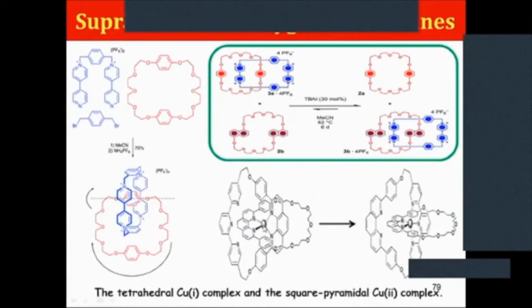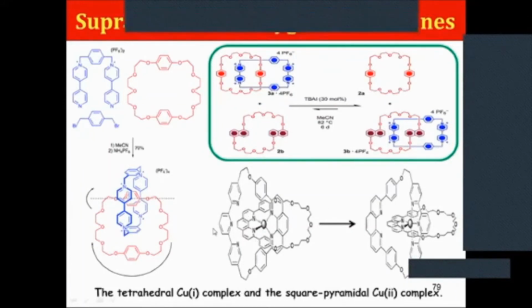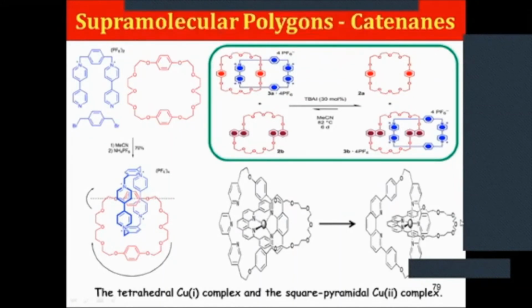So here, when it is in the copper one state, it is coordinated to the phenanthroline scaffold, and there you get a tetrahedral structure. But when it is oxidized to copper 2, we get a square pyramidal structure. Now it is attached to the terpyridine molecule. So this is called an on-off process, a switch-on and switch-off process. So catenanes can be used as molecular switches.